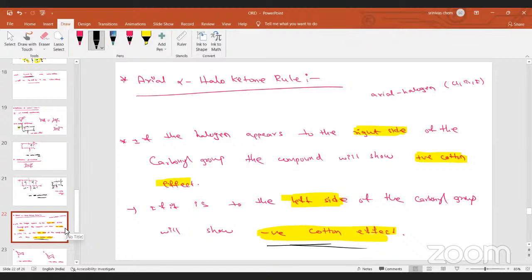If the halogen appears to the right side of the carbonyl group, the compound will show a positive Cotton effect. Suppose it is on the left side of the carbonyl group, it will show a negative Cotton effect. So if the halogen appears to the right side of the carbonyl group, it shows a positive Cotton effect; if it is on the left side, it shows a negative Cotton effect.